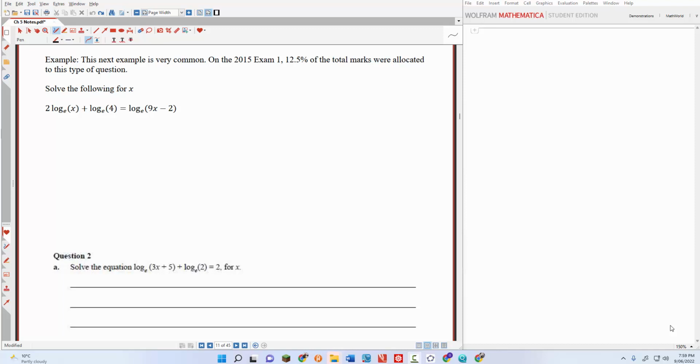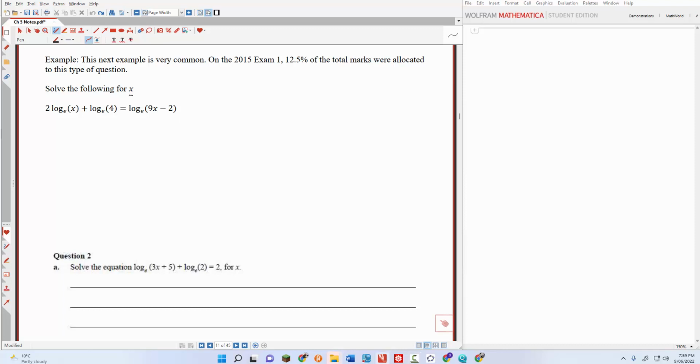Okay, Year 12, so I'm going to get you to fly solo on this next part of the notes. So grab them and pick it up where we left off on Wednesday. So what we're going to do is continue solving logs. So here's another one to solve.